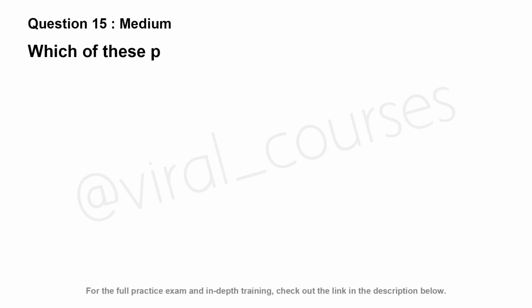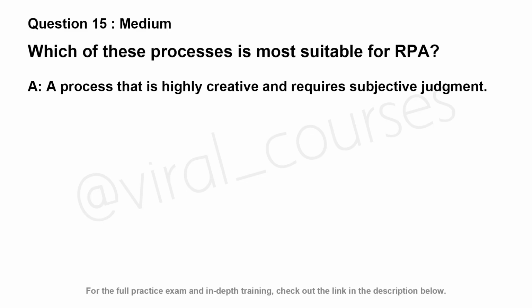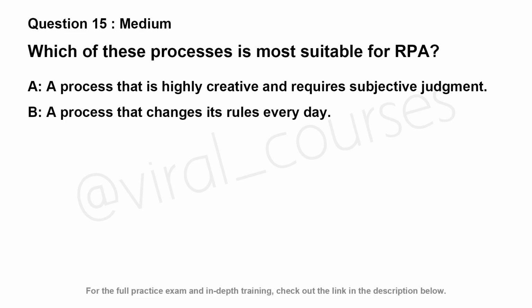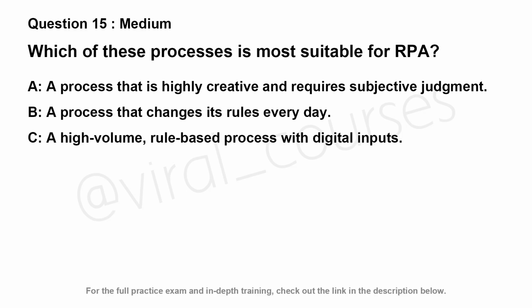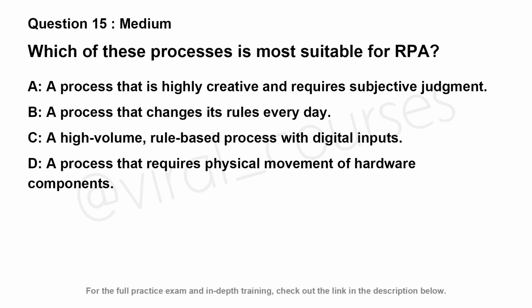Which of these processes is most suitable for RPA? Option A. A process that is highly creative and requires subjective judgment. Option B. A process that changes its rules every day. Option C. A high-volume, rule-based process with digital inputs. Option D. A process that requires physical movement of hardware components.